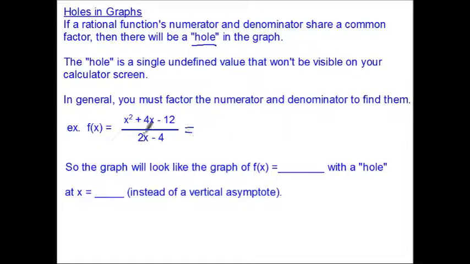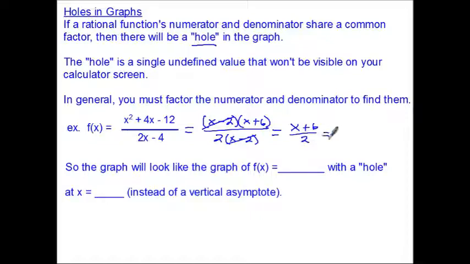Okay, so this function here, the x squared plus 4x minus 12 over 2x minus 4, okay, if we factor that guy, it'll factor into an x minus 2, x plus 6 on top, and in the denominator I've got a 2 common factor, and I get an x minus 2 there. Okay, now in most scenarios, and what I'm going to do here, if you see that, well, you cancel them out, and you say, okay, what do I have left? I have the x plus 6 over 2.